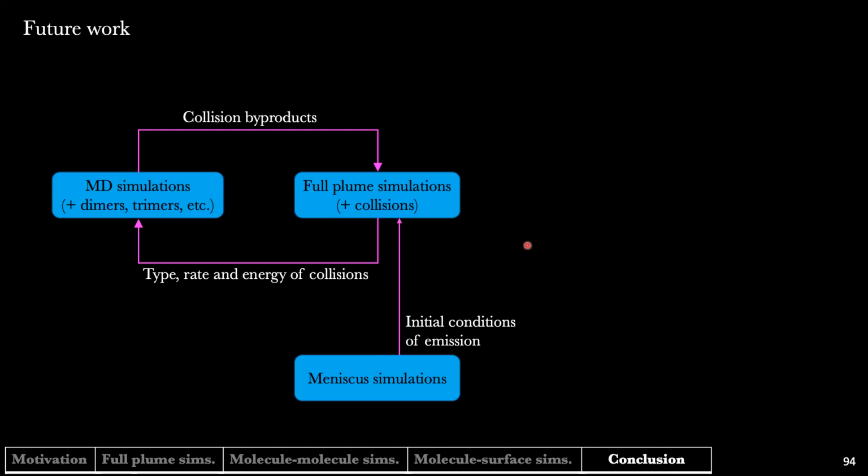And for the future work, we want to include collisions in the full Plume simulations. So the full Plume simulations plus the collisions will inform the MD simulations about the type, the rate, and the energy of collisions. And then we want to simulate the collisions by including also dimers and trimers in the MD simulations, because currently we only have monomers and neutrals.